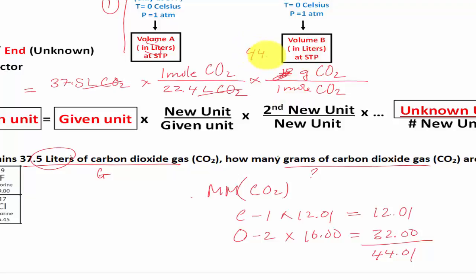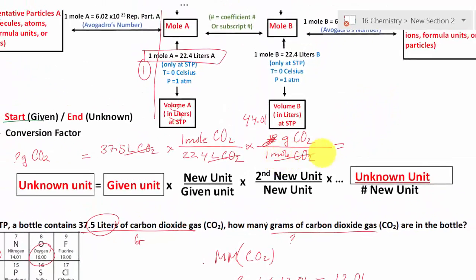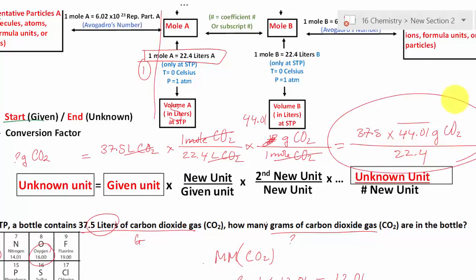So we have 44.01. Now let's simplify our answer. Before that, let's cancel out moles of CO2 because they cancel each other out. In this case, we have 37.5 times 1, which we can ignore, then times 44.01 grams of CO2. Notice how we don't use the generic number sign, but we know exactly what it is now, divided by 22.4. And that is our final answer. This is the answer that we can plug in a calculator directly.